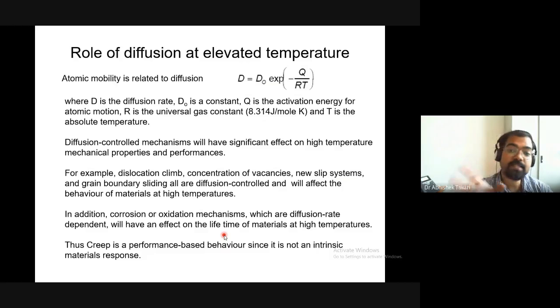But this method of crack measurement was banned because this dye creates a corrosive environment, and it influences the material crack velocity. So by applying a dye, we are actually tampering with the material's properties, and that's why this was banned. So corrosive environment also plays an important role in creep.